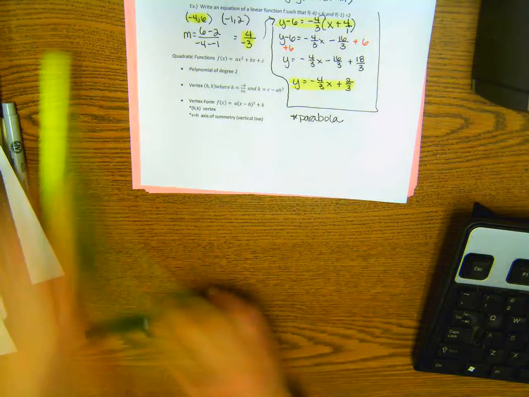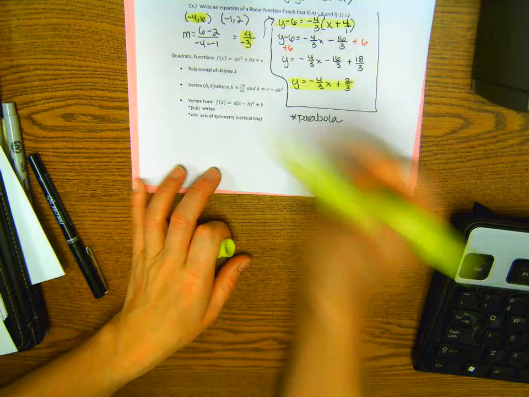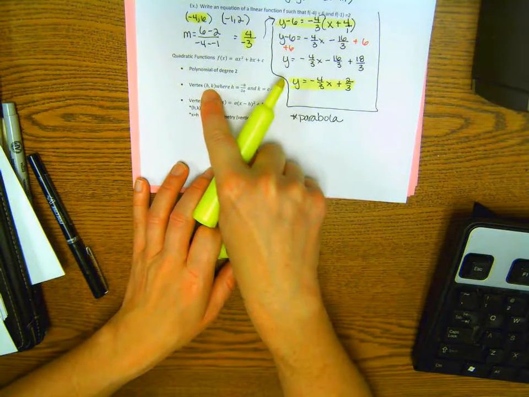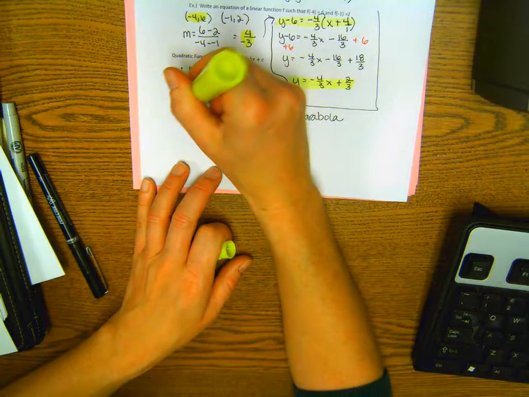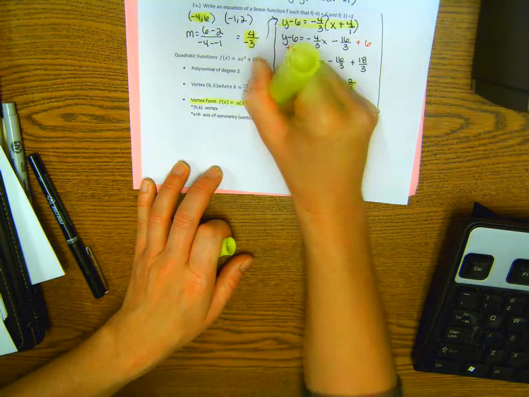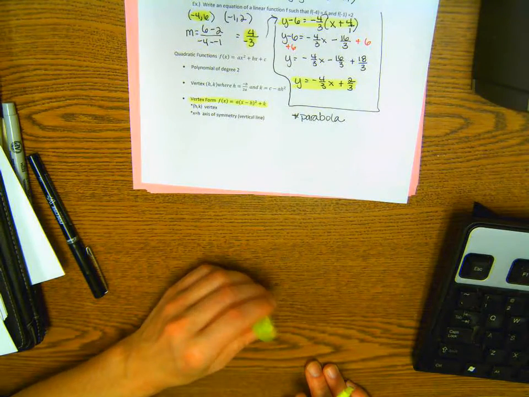H is what we found here. Or you could plug H into the equation and find the y that way. This, that line that I'm highlighting right there is what we call vertex form. When something is in vertex form, then we have the vertex.